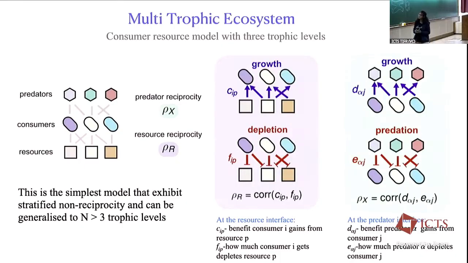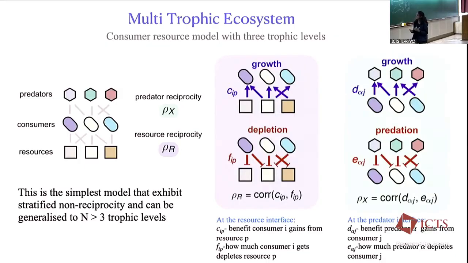This is a simple model that can exhibit stratified non-reciprocity, because there are 3 layers and we can have 2 different non-reciprocities. Let's consider the resource interface, that is, resource and consumer. There we'll have 2 different interaction matrices. One is how the consumer gains from the resource, and the other is how the consumer depletes the resource.